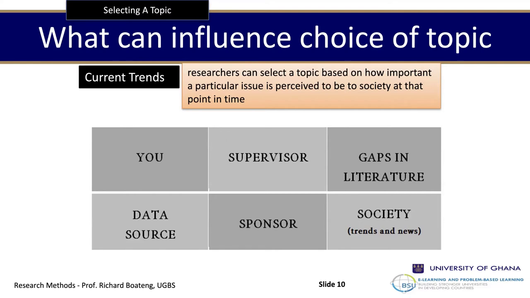Don't build your study around one particular occurrence that you are not very sure will be there by the time you are doing your work. Somebody then said, "Prof, are you trying to say that I cannot study a one-time issue that happened?" I'm not saying you can't study a one-time issue that happened.